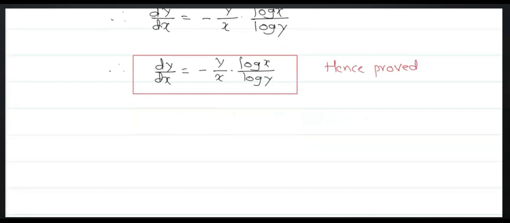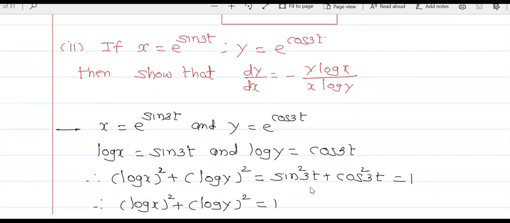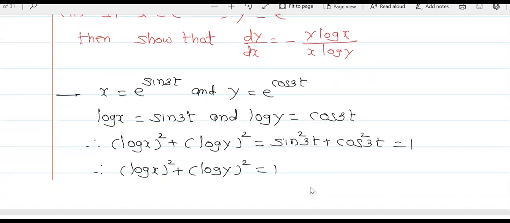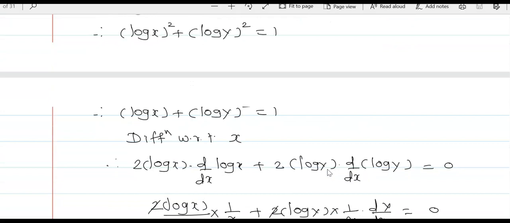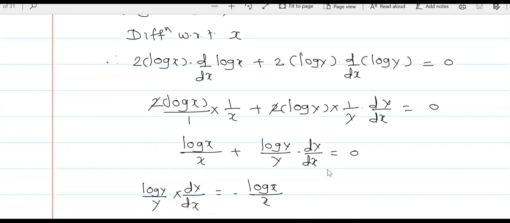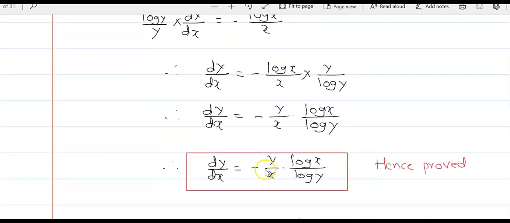Hence proved. Now see this again. I will scroll down, you can write down this. This is very important: log of x square plus log of y square is equal to 1, and then differentiate. Derivative of log of x, log of y. Therefore, dy by dx is equal to minus y upon x into log of x upon log of y, and hence it is a proof.